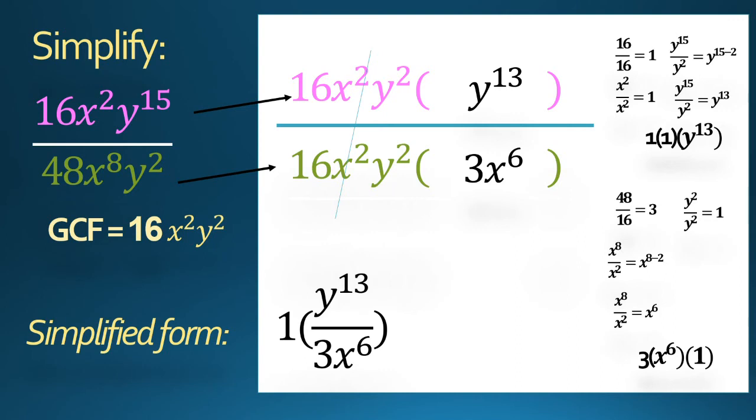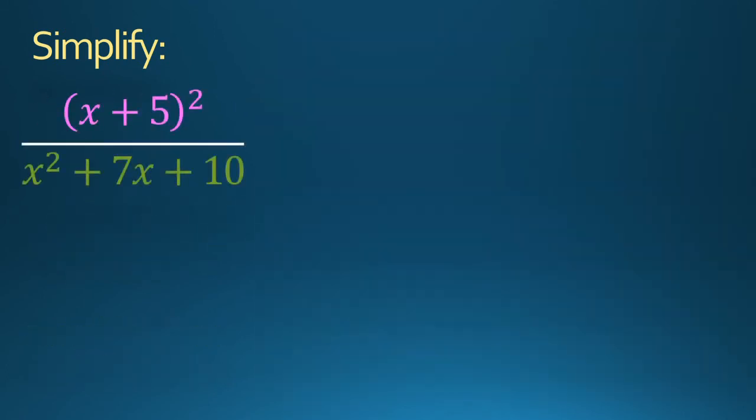Therefore, the simplest form of the given rational expression is y raised to the 13th power all over 3x to the 6th power. For the next item, let us simplify the square of the binomial x plus 5 all over the trinomial x squared plus 7x plus 10.